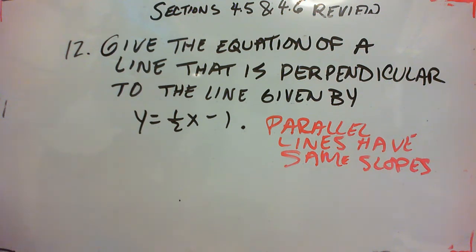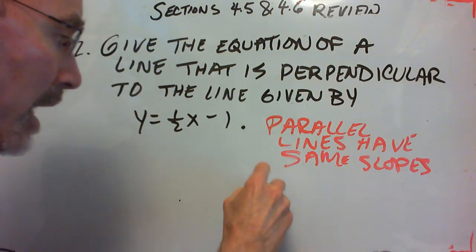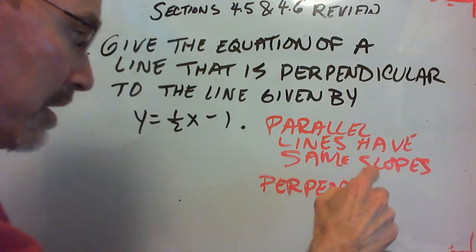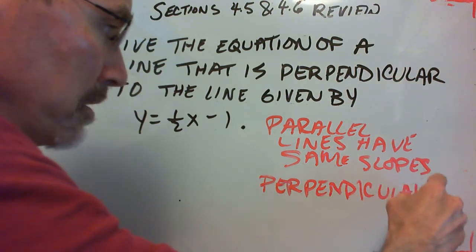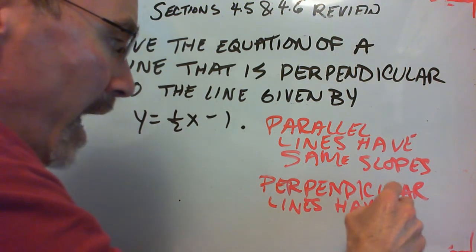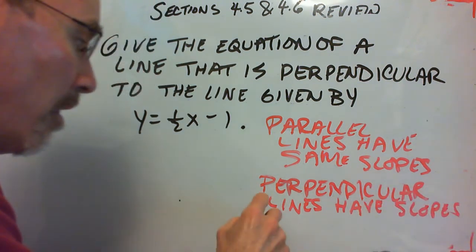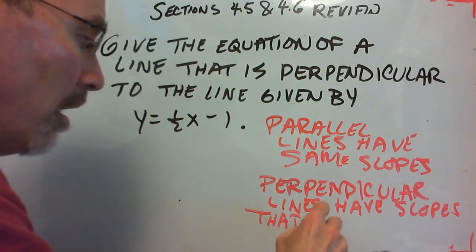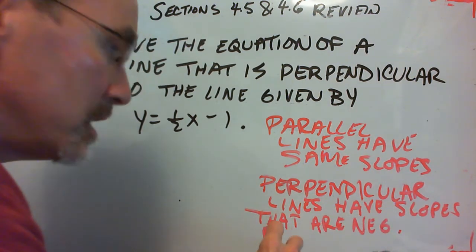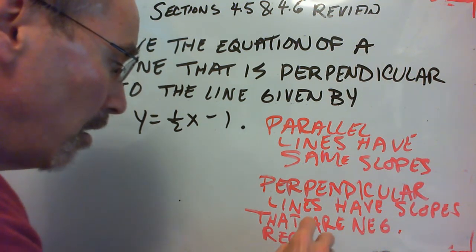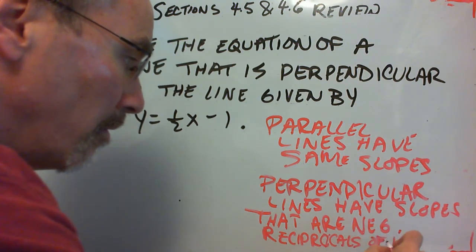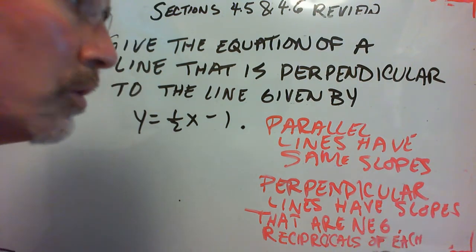But this question is asking about perpendicular lines. Perpendicular lines have slopes that are negative reciprocals of each other. First I've got to spell perpendicular. Perpendicular lines have slopes that are negative reciprocals of each other. Try to fit that in here. Whoa, just barely.